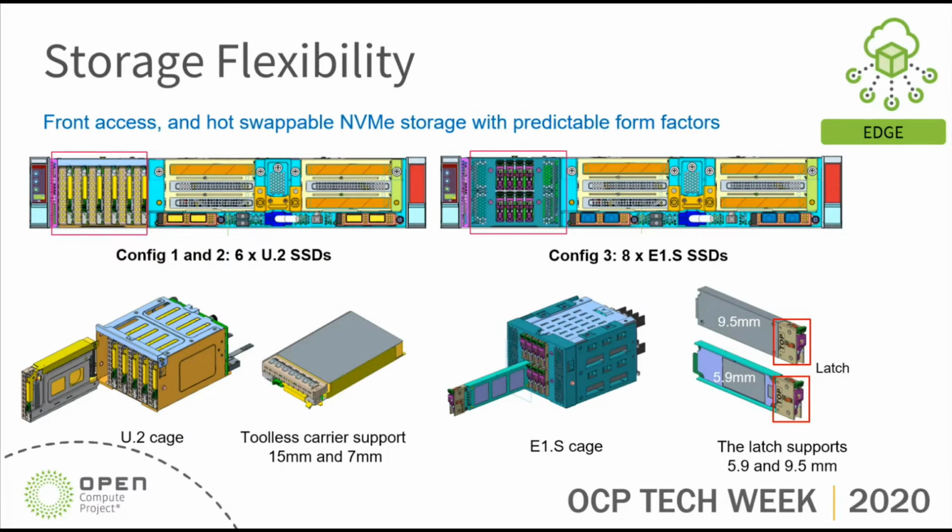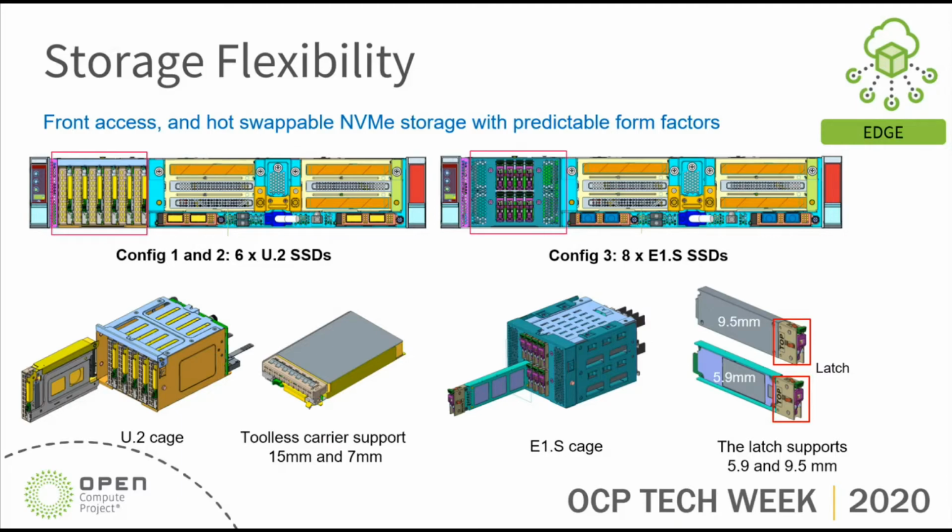And in the storage flexibility, the storage built into the ES200 is accessible from the front and also hot swap, and we support all NVMe SSD storage with flexible form factors. What are the form factors? We can support U.2 and E1.S. For U.2, we can have 6 pieces, and for E1.S, it is up to 8.